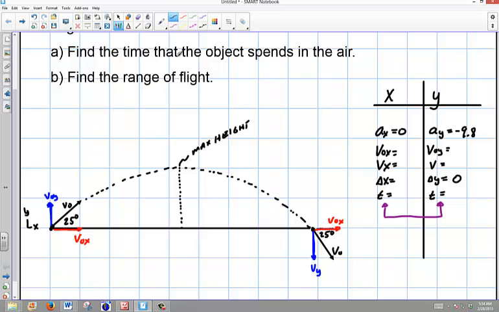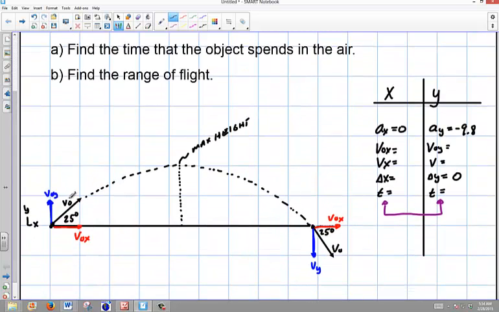Now the next thing we have to do is start finding these values. So my v initial was given to us, and that is going to be 10 meters per second. And I need to find this v initial x. So the v initial x is going to be v initial cosine 25, because cosine is the x value when the angle is taken to the horizontal. So it's going to be 10 times cosine 25. And that's going to give me about 9.1, let's just say, meters per second.